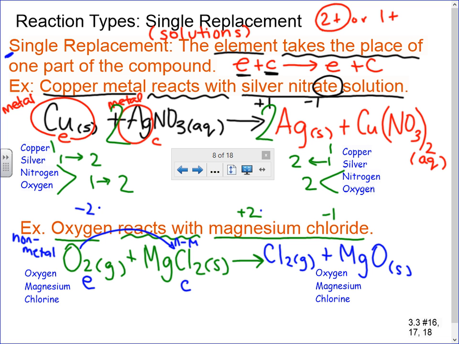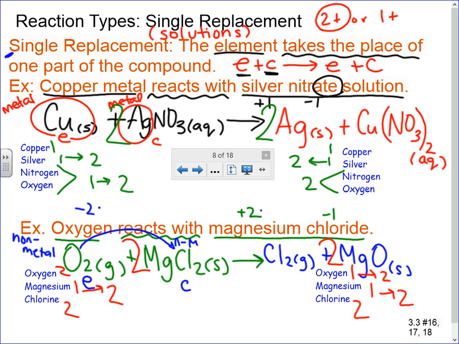Now our last step is to balance. So to balance, we count things out. I have 2 oxygens, 1 magnesium, 2 chlorines on this side. 1 oxygen, 1 magnesium, and 2 chlorines over there. So I can see right away that it's my oxygen that's out of balance first. My solution will be to put a 2 in front of magnesium oxide. Now that will fix oxygen, but it will also affect magnesium. Now I have 2 magnesiums on the product side, only 1 on the reactant side. So I'm going to have to add a 2 here.